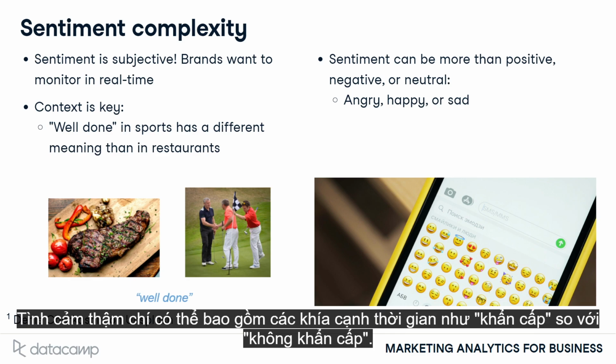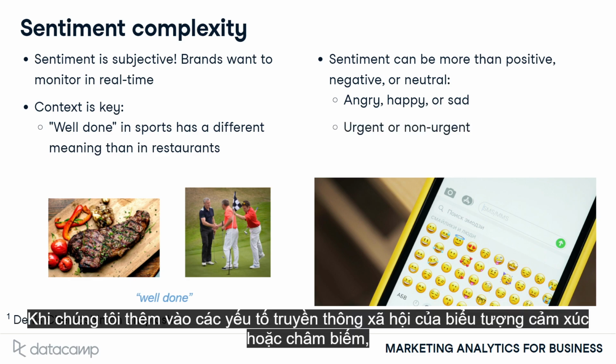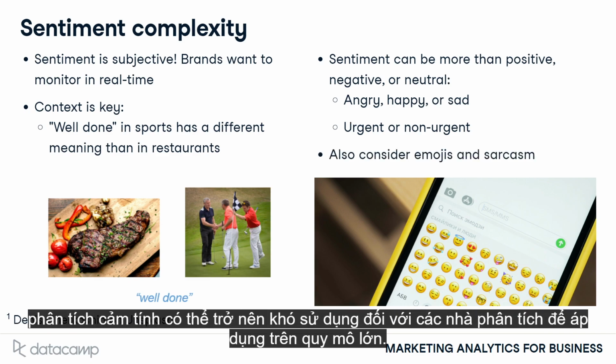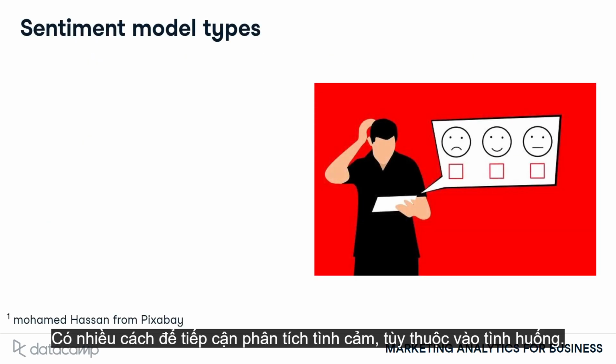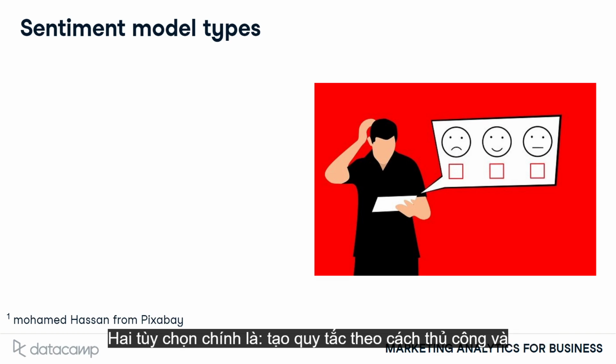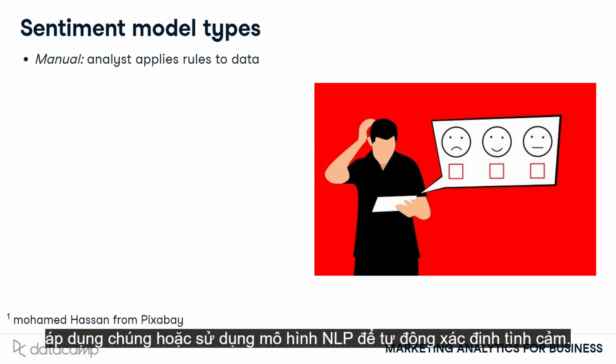Sentiment can even include timing aspects like urgent versus non-urgent. When we add in the social media elements of emojis or sarcasm, sentiment analysis can become unwieldy for analysts to apply at scale. Fear not, marketing analysts. There are multiple ways to approach sentiment analysis depending on the scenario. The two main options are either manually create rules and apply them, or use NLP modeling to automatically determine sentiment.